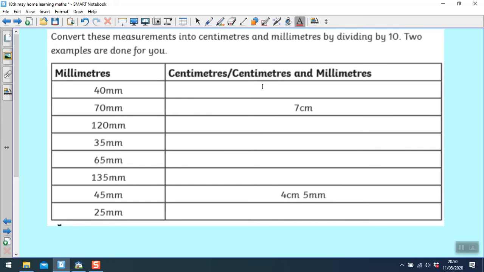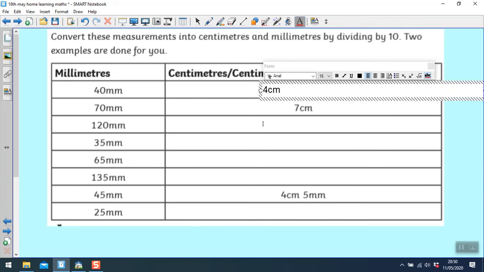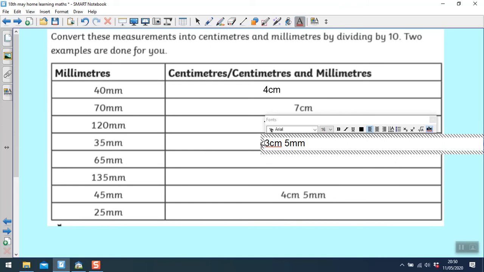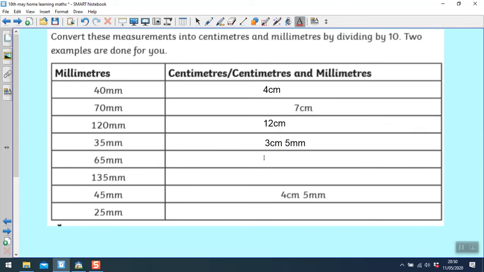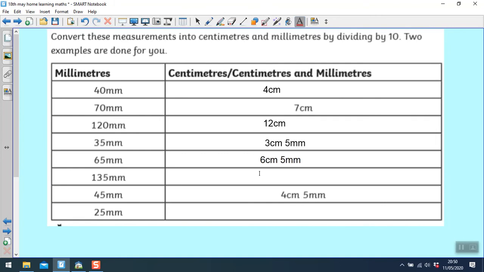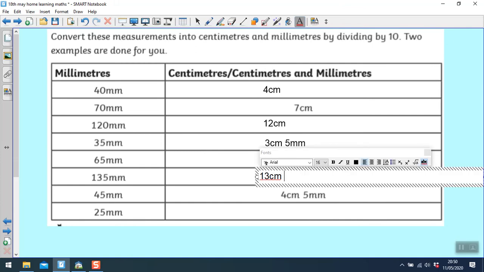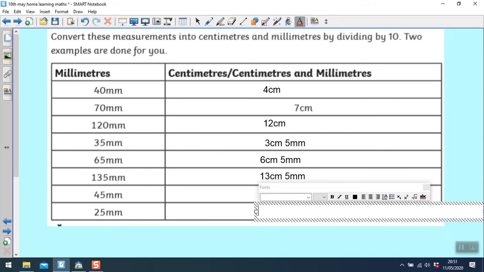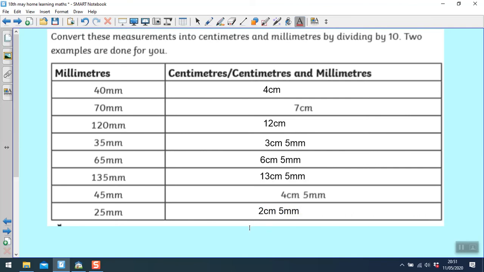So 40 divided by 10 is 4, so it's 4 centimetres. 120 divided by 10 is 12, so it's 12 centimetres. 35 divided by 10 is 3.5, we've got to call that 3 centimetres, 5 millimetres. 65 divided by 10 is 6.5, but we call it 6 centimetres, 5 millimetres. 135 divided by 10 is 13.5, but you call that 13 centimetres, 5 millimetres. 45 divided by 10 is 4 centimetres, 5 millimetres. 25 divided by 10 is 2 centimetres, 5 millimetres. Well done if you got those right.